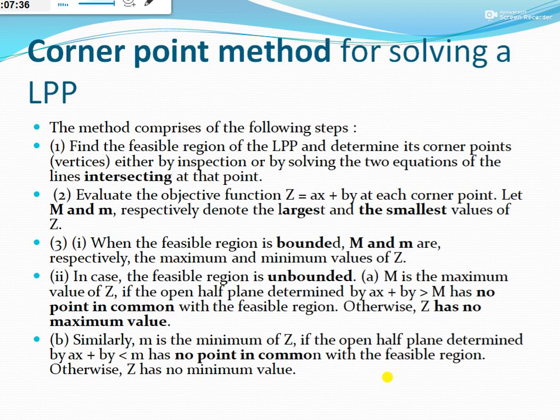And now corner point method for solving an LPP. So first of all, we have to find the feasible region, यानी कि जो हमने 11th क्लास में ग्राफ ड्रॉ किया था, बिल्कुल सेम उसी की तरह से हम ग्राफ ड्रॉ करेंगे, feasible region फाइंड करेंगे. Determine its corner points, that means the vertices, either by inspection or by solving the two equations of the lines intersecting at that point.